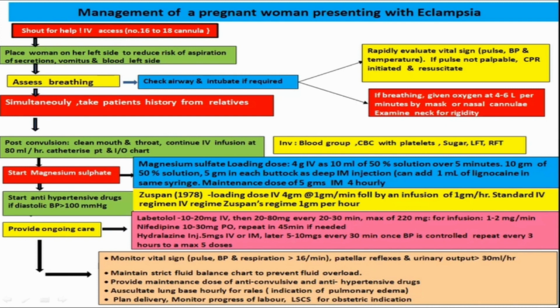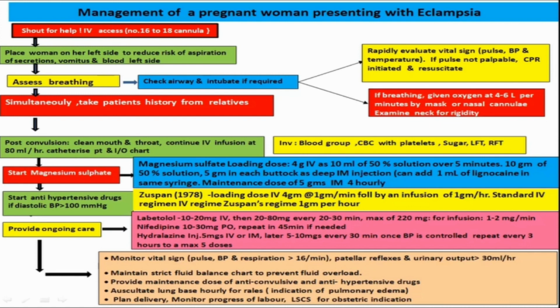Examine for neck rigidity, prevent convulsion injury, clean mouth and throat, continue IV infusion at 80 ml per hour, catheterize the patient. Simultaneously investigate blood group, CBC, platelets, sugar, LFT. Start magnesium sulphate loading dose 4 grams IV as 10 ml of 50% solution over 5 minutes, then 10 grams of 50% solution, 5 grams in each buttock as deep IM injection. Can add 1 ml of lignocaine in the same syringe. Maintenance dose is 5 grams every 4 hourly.